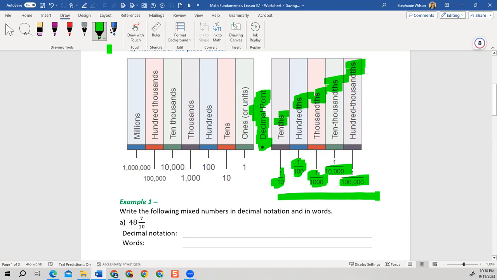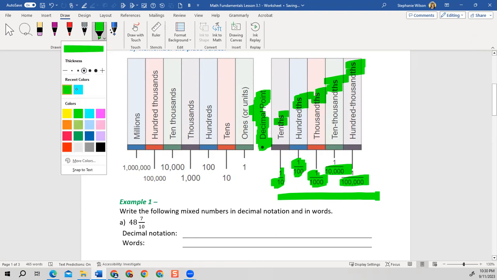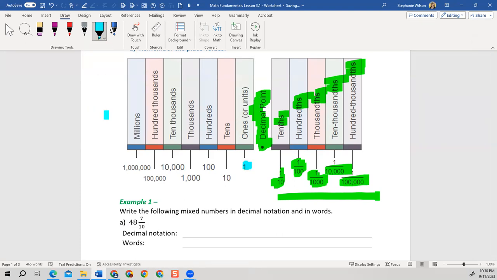Now let's look in front of the decimal. We know we have ones, right? Sometimes you hear it called units. The second place is tens, and then hundreds, thousands, and you see the notation as well. And it goes on, okay?